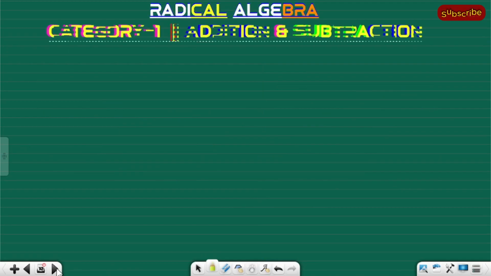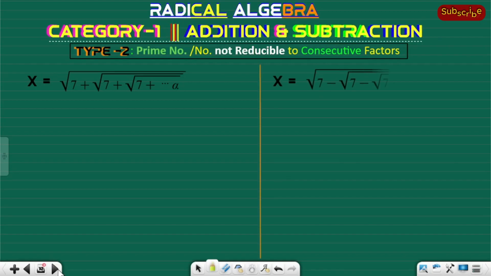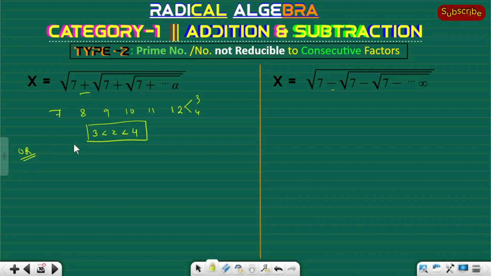Let's see some more examples. Root 7, and 1 is positive, 1 is negative. So it is 7. Next is 8, next is 9, next is 10. We don't have a consecutive factor. For 11 we don't have a consecutive factor. For 12 we have 3 and 4. So what will be the answer? 3 less than x less than 4. This is the answer. Or if the option is not given in range, then use the formula.